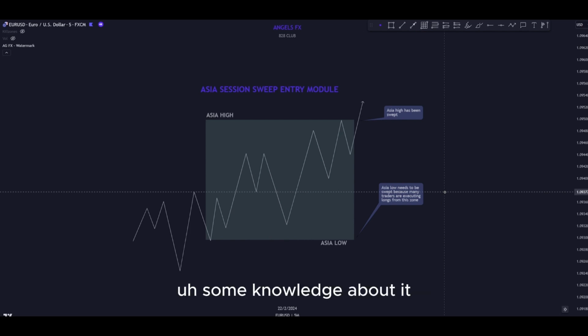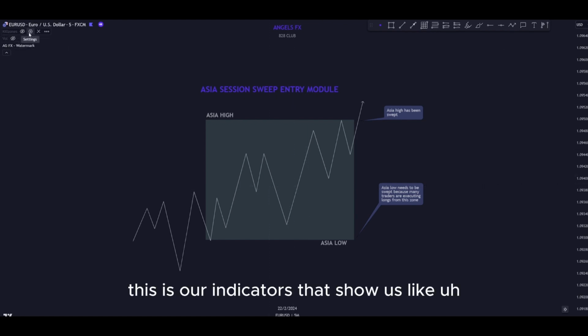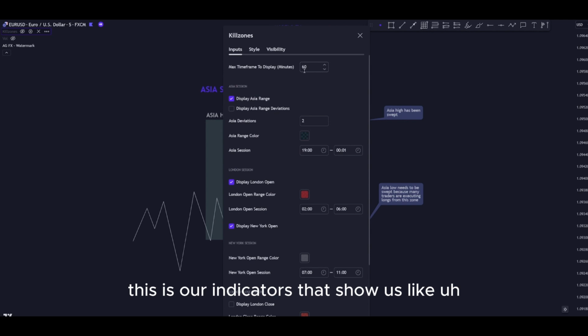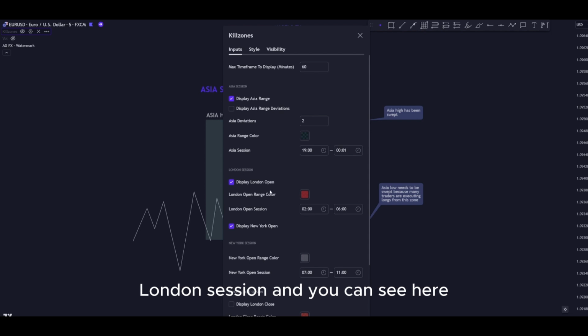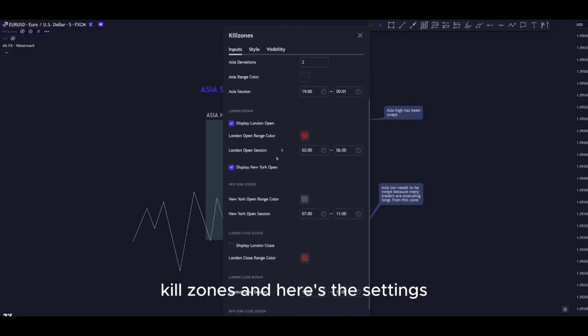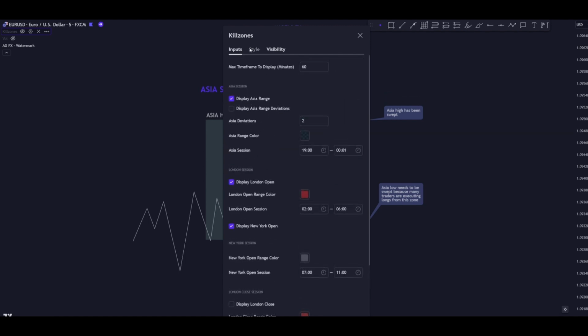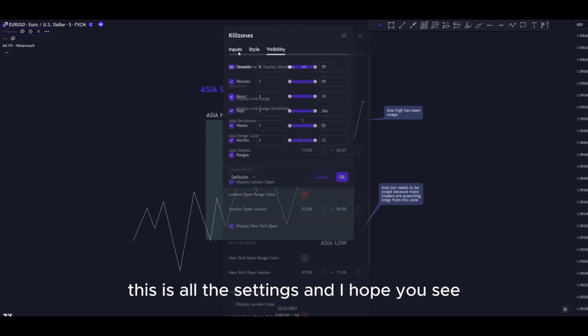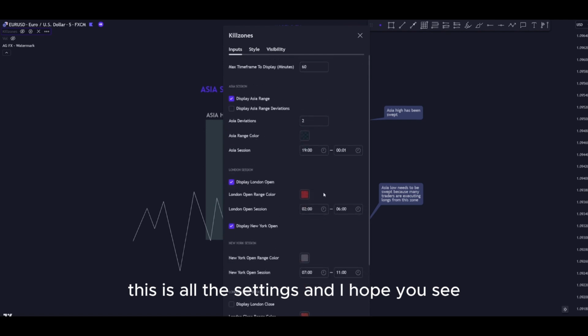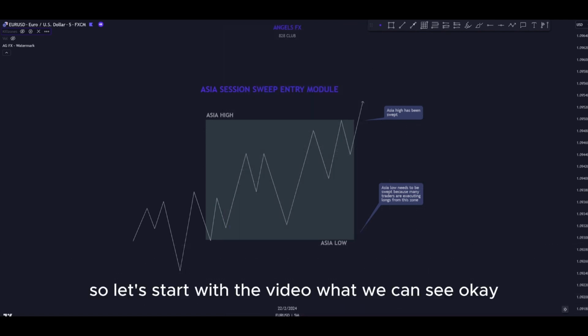To start, first of all, these are our indicators that show us the Asia session kill zones and also the New York session and London session. You can see the kill zones here, and here are the settings, also style and visibility. This is all the settings and I hope you can see. So let's start with the video.